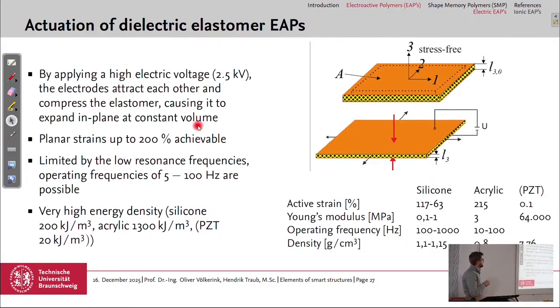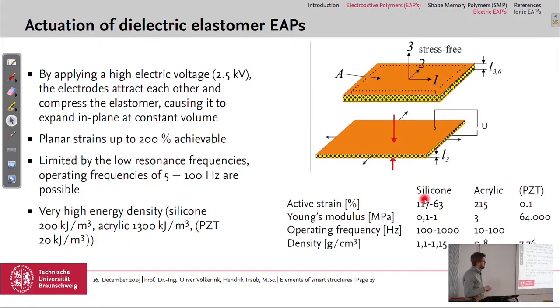By applying a high electric voltage, 2.5 kilovolts, the electrodes attract each other and compress the elastomer, and this causes expansion in the in-plane directions, and we can get planar strains up to 200%, a rather high stretching, like we saw in the video. But it's limited by low resonance frequency, and the operating frequencies are quite low, 5 to 100 hertz. But we have a very high energy density.